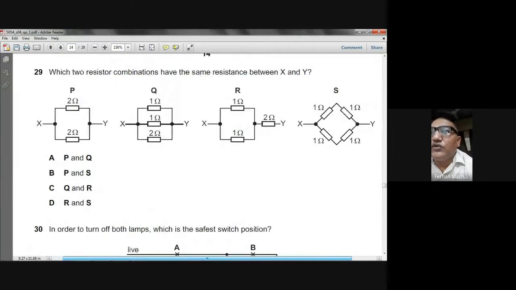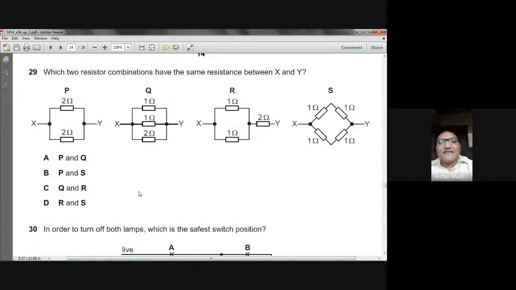That is question number 29. Which two resistor combinations have the same resistance between X and Y? Here we have different combinations of the resistors, and we are looking for which two have the same equivalent or combined resistance. So I will find out the equivalent resistance of P, Q, R, and S, and then we will decide which two have the same resistance.